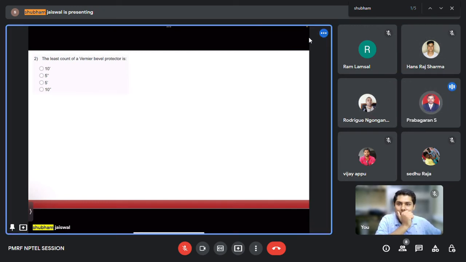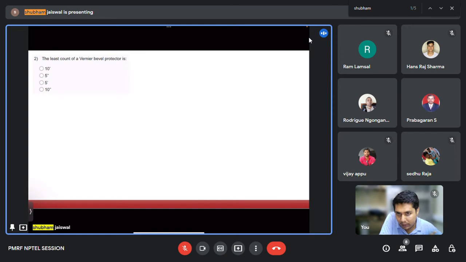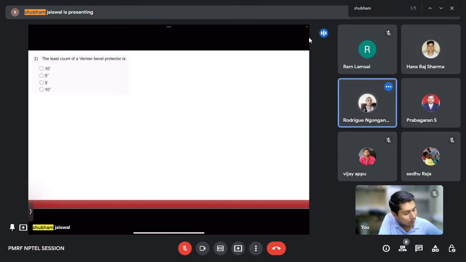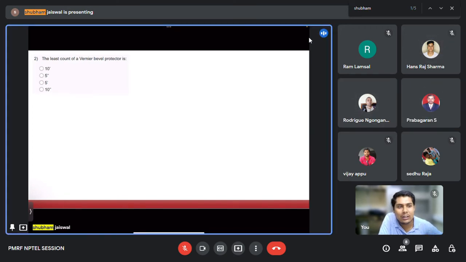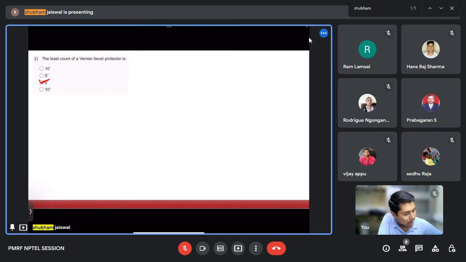The least count of a vernier bevel protractor is: 10 minutes, 5 seconds, 5 minutes, or 10 seconds? 5 minutes. We already discussed this question. What is the difference between 2 main scale divisions and 1 vernier scale division? That is nothing but 5 minutes. Yeah. So moving to our next question.